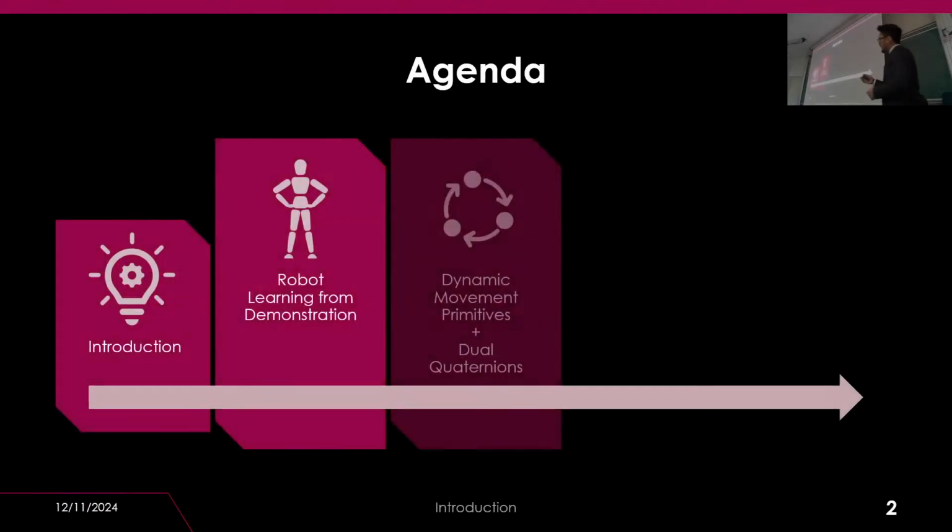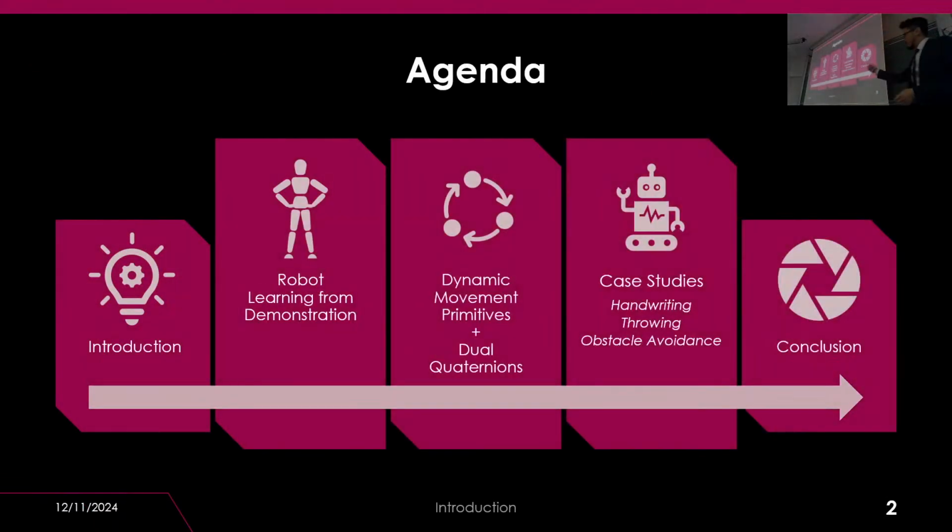Today's presentation will be, after a brief introduction, presented in three main sections, namely robot learning from demonstration, dynamic movement primitives, and roll quaternions, which is the theory behind, as well as my own contribution for the method. And finally, some case studies where I have applied the method, closing with a few final thoughts about the contributions.